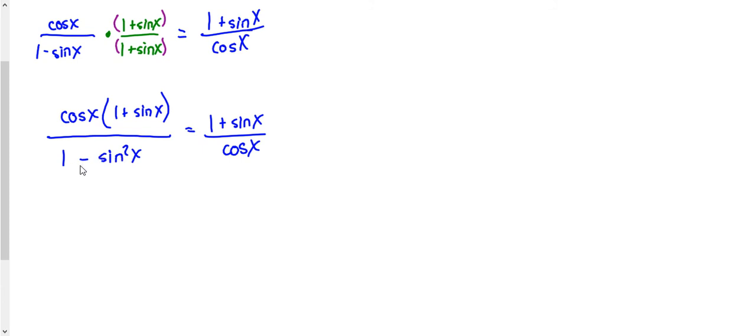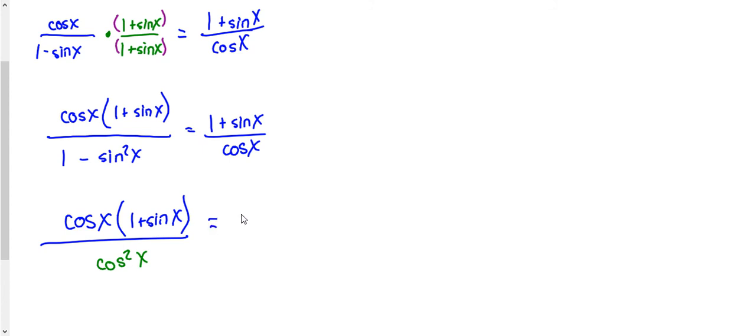This is the same thing as saying cos x in your numerator, 1 plus sine x in your numerator. My denominator is rewritten as cos squared x. There we go. Again, we still have the 1 plus sine x there on the right, all divided by cos x. And we wanted a cos x in the denominator somehow, so this does match up now.